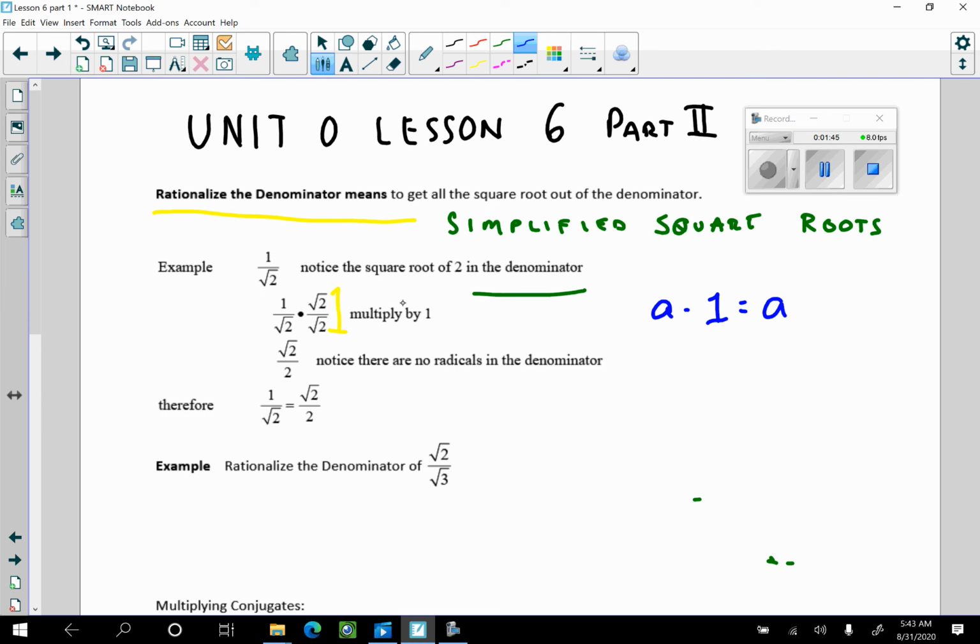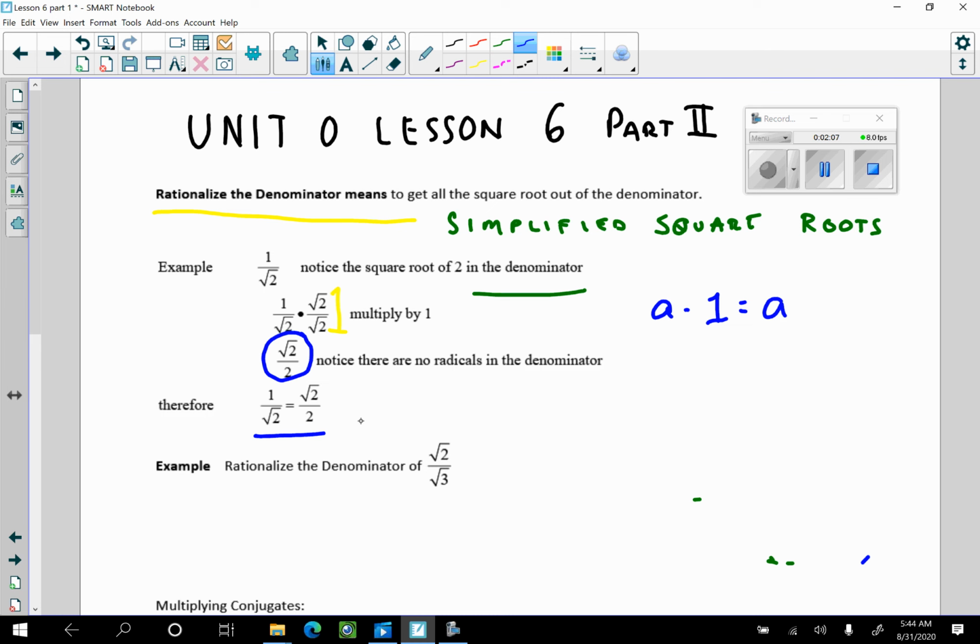And now we're just going to multiply the tops. 1 times square root of 2 is square root of 2. Square root of 2 times square root of 2, we know this is 2. And now there are no square roots in the denominator. We know that 2 is prime. It has no perfect square factors. So we know that this is simplified. This is the simplified version of that.